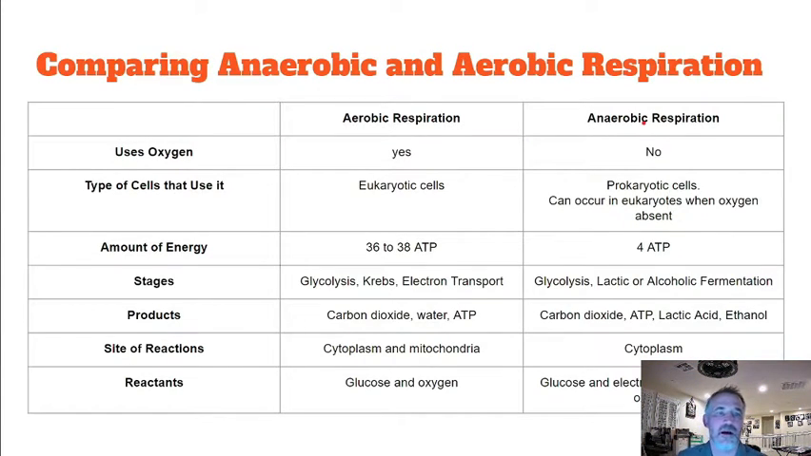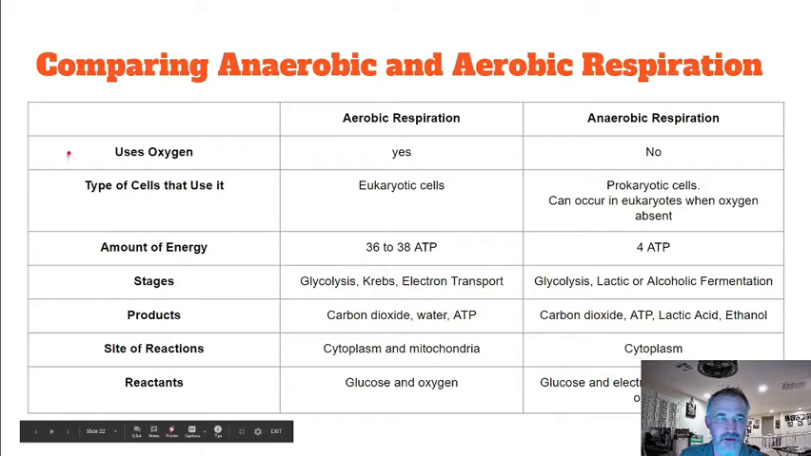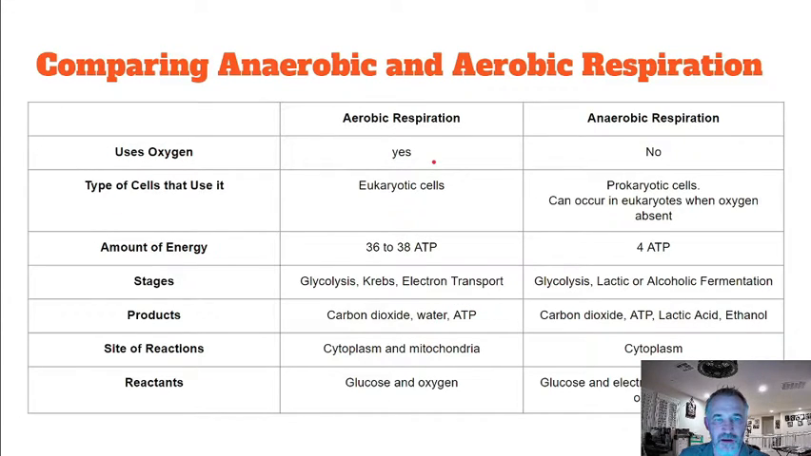So here's a quick comparison of aerobic and anaerobic respiration. I'll go through this rather quickly. Aerobic's down this line and anaerobic's over here. So which one uses oxygen? Aerobic uses oxygen, anaerobic does not. Type of cell: eukaryotic cells do this, prokaryotic cells do this, and some eukaryotic cells can do this when there's no oxygen available. For example, the muscle example with lactic acid fermentation.